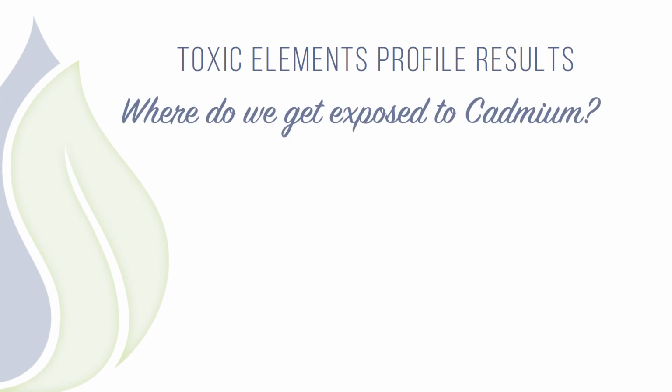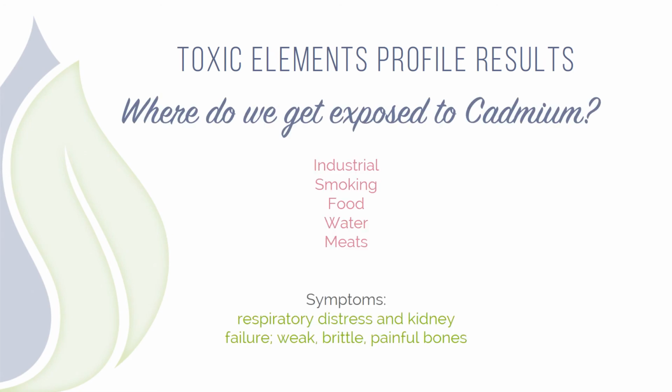Well, where do we get exposed to cadmium? Well, we get it from industrial waste and from living near factories or working in industrial processes that use cadmium. Smokers get exposed to cadmium through the tobacco products they use. There's also cadmium in food and water and meats. Symptoms of cadmium toxicity include respiratory distress, especially when it's inhaled, kidney failure, and weak, brittle, and painful bones.